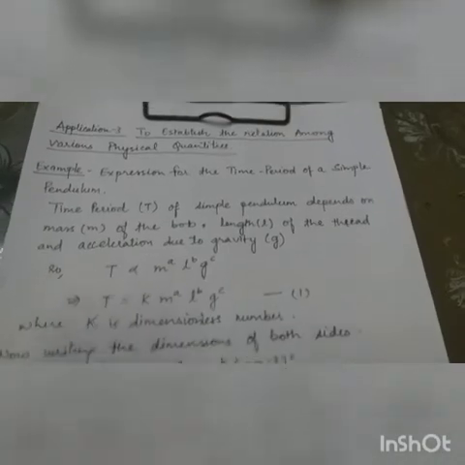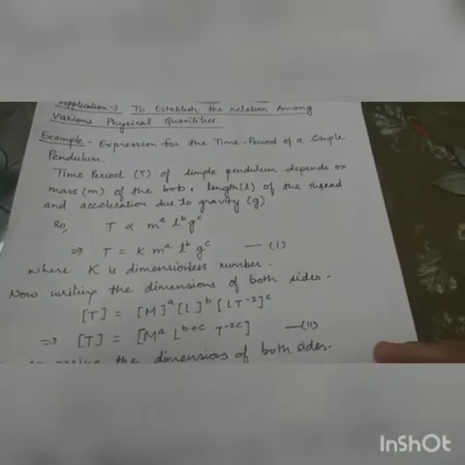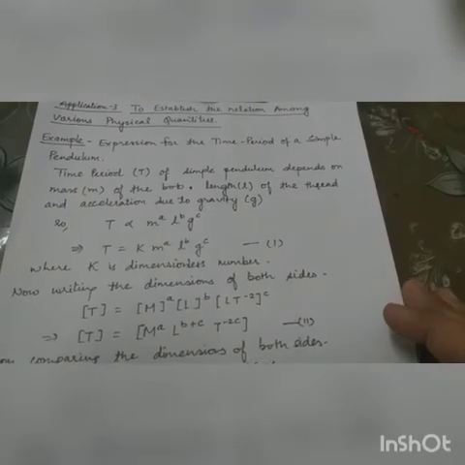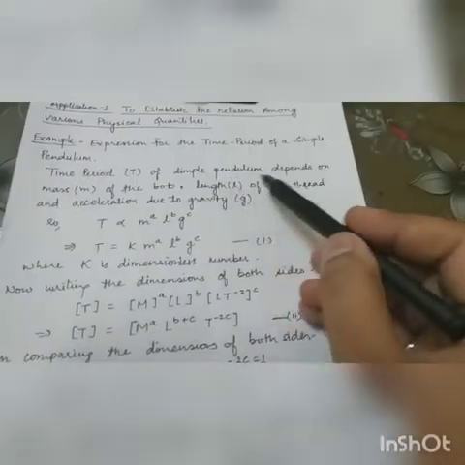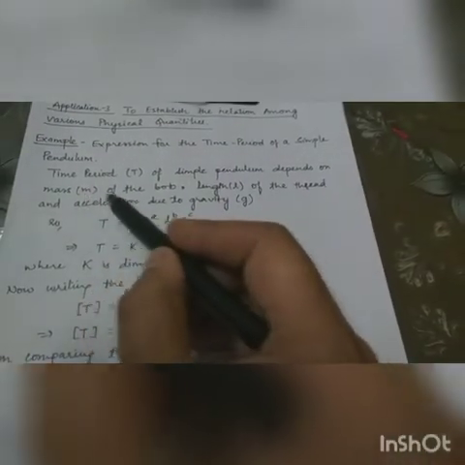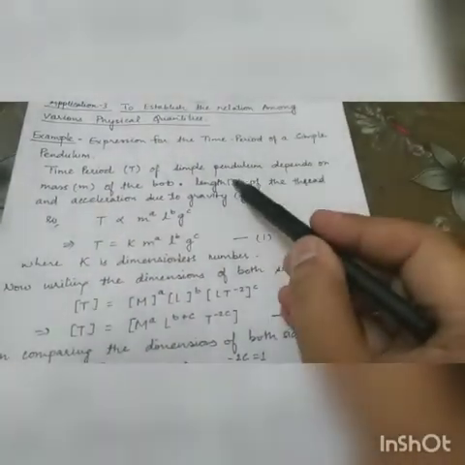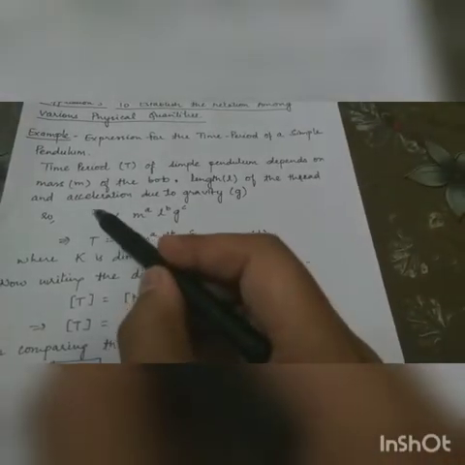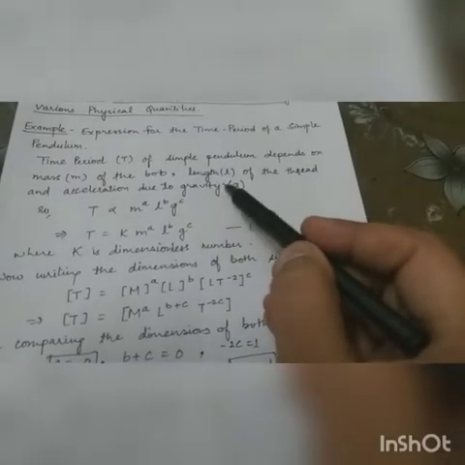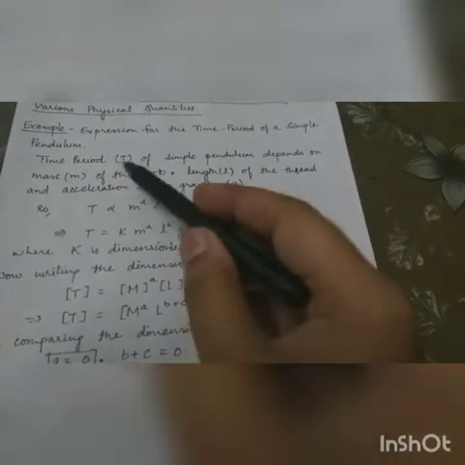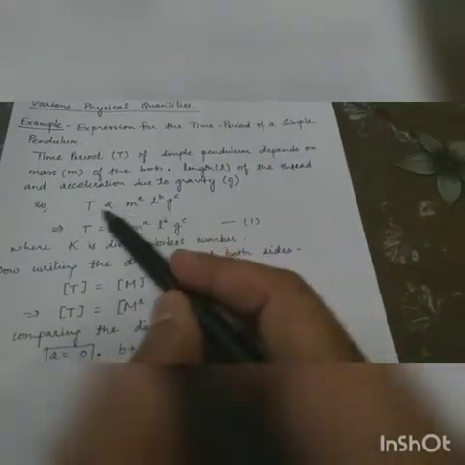Simple pendulum, we all know, a bob is hung with the help of a thread from a rigid base, and we have to derive the time period of that simple pendulum. Suppose the time period of a simple pendulum depends upon the mass m of the bob, length l of the thread, and acceleration due to gravity g. There are three quantities upon which the time period depends.